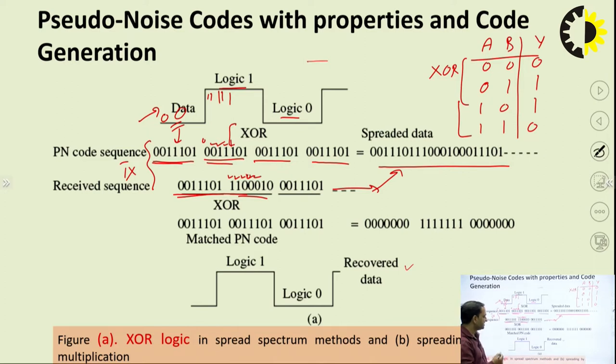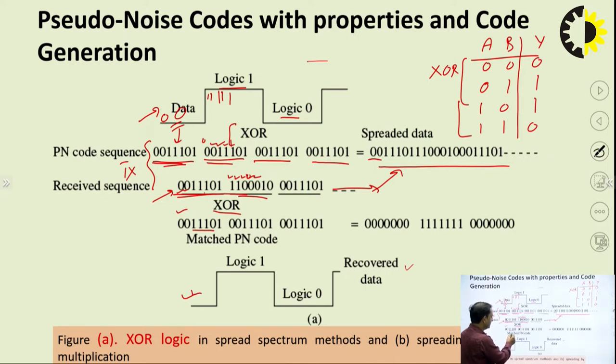Now, at the receiving side, we receive this spreaded data and perform the XOR operation between the PN code and the spreaded data. Here is the PN code, and this is the spreaded data; we perform the XOR operation, or the modulo 2 sum operation, again. When we perform it, if it is 0 and 0, we will observe 0 here, and again 0 and 0 gives 0 here.